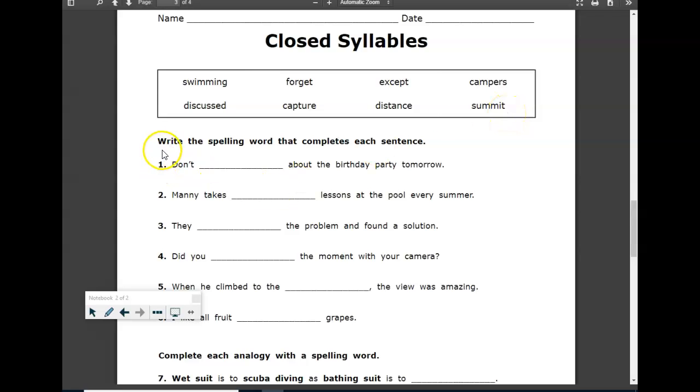Okay, so we're going to write the spelling word that completes each sentence. Don't blank about the birthday party tomorrow. Don't what? Don't swimming about the birthday party tomorrow? No. Ooh, don't forget about the birthday party tomorrow. That makes sense. So you're going to write in the word forget.